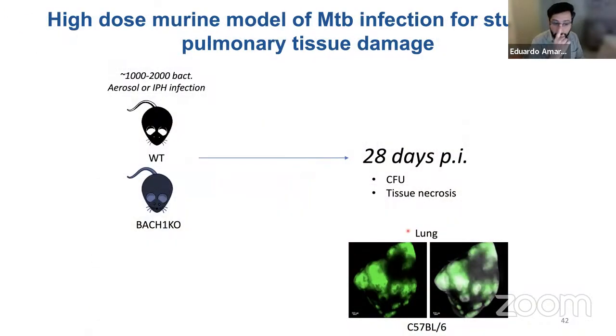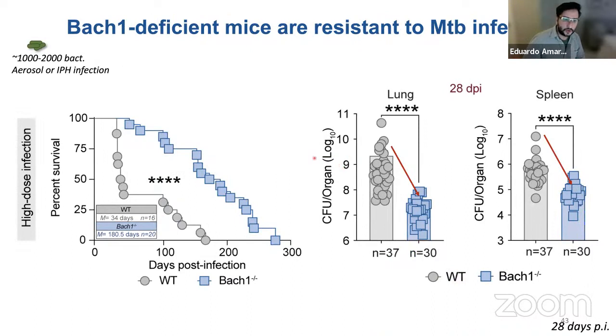To evaluate if BACH1 is important for inducing necrosis, we infected B6 mice and BACH1-deficient mice with a high dose of MTB, to be able to see necrosis in regular B6 animals. About a month later, we looked at CFU and tissue necrosis in these animals. As we can see here, BACH1-deficient mice are more resistant to high-dose MTB infection.